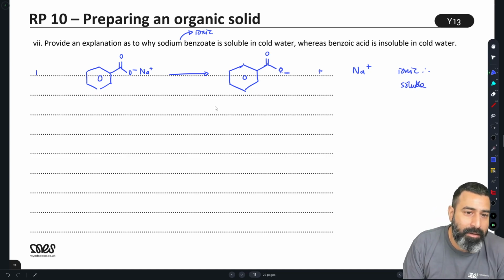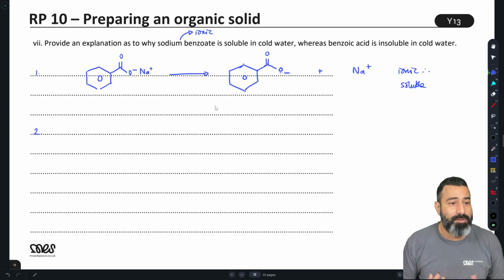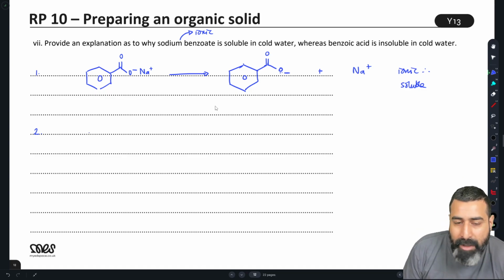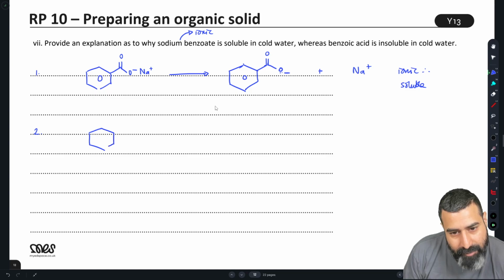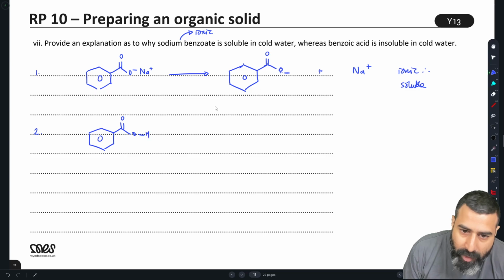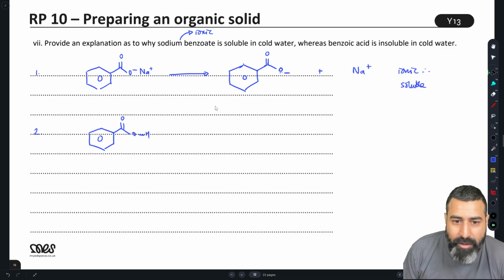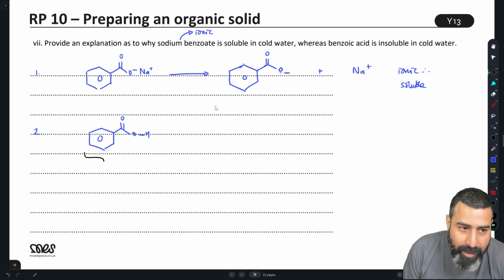General rule of thumb, ionic things tend to be soluble. Not all, there are exceptions, obviously. And benzoic acid is not. So let's have a look at benzoic acid. So when I'm looking at the benzoic acid, I've got this non-polar benzene ring.